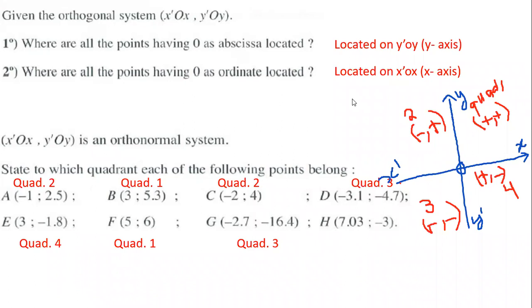Point H has positive abscissa, negative ordinate. Where do we have positive, negative? In which quadrant do we have positive abscissa, negative ordinate? Where do you see positive, negative? 4. Bravo. In quadrant 4.